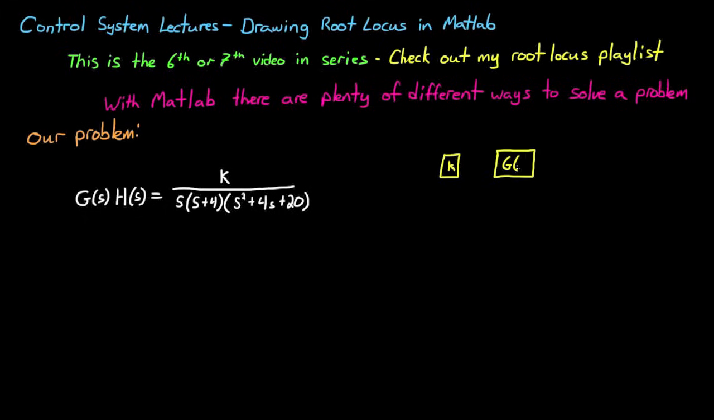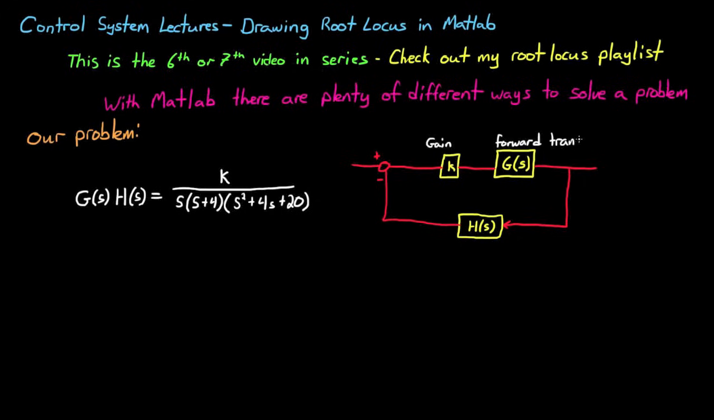And based on how this transfer function is written, with a G(s) and an H(s), we can assume that the form of the block diagram is probably something like this, where K is the gain we have control over, G(s) is the forward transfer function, and H(s) is the feedback transfer function, which are just standard letter nomenclatures.